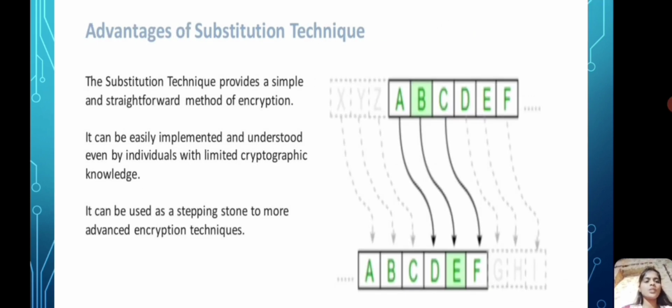Advantages of substitution technique. The substitution technique provides a simple and straightforward method of encryption. It can be easily implemented and understood even by individuals with limited cryptographic knowledge. It can be used as a stepping stone to more advanced encryption techniques.